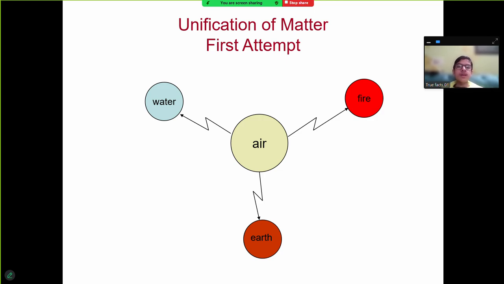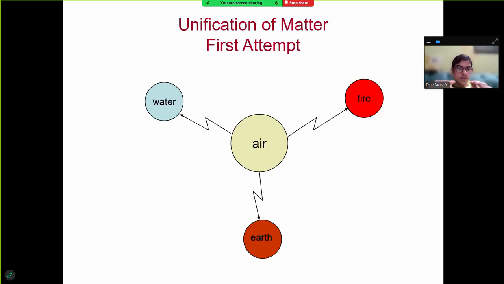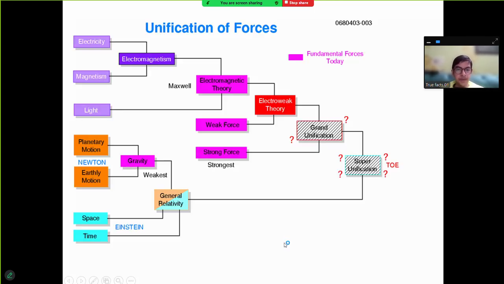The unification of matter, the first attempt. We have all of our elements: water, air, fire, and earth, and the first attempt was to unify them. Then we have the unification of forces, because our unification processes in physics began from the unification of matter. We do not call them forces but natural laws, natural concepts such as air, fire, water, and earth. Then we have the unification of forces, where we unify electricity and magnetism, and we get electromagnetism.